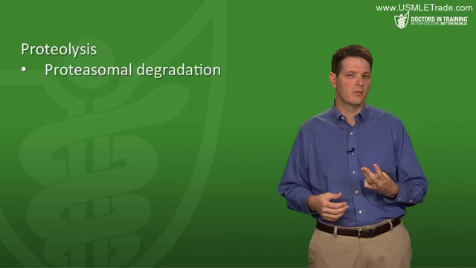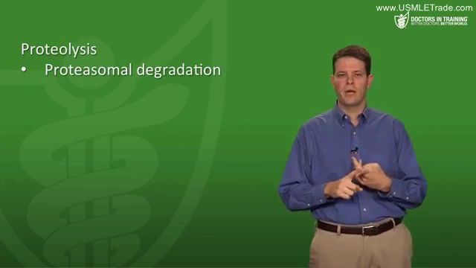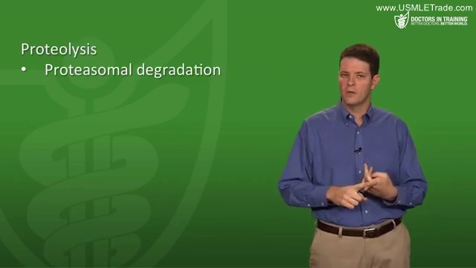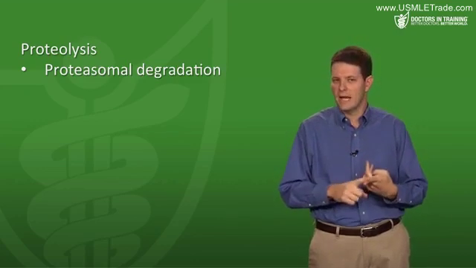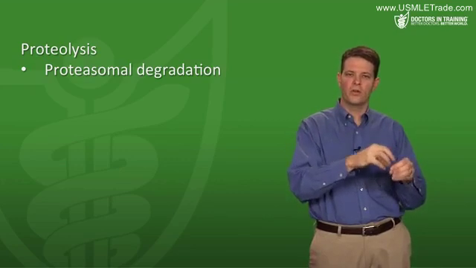Now finally, let's talk about how we get rid of proteins that we don't need anymore. This is protein degradation or proteolysis. Now, proteolysis can be accomplished by three different means. Option one is proteasomal degradation, which is where the protein is broken down by a structure called a proteasome. This process uses those ubiquitin tags again. So ubiquitin is attached to the defective proteins to mark those proteins for breakdown.